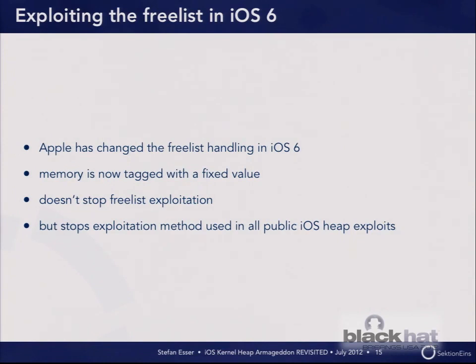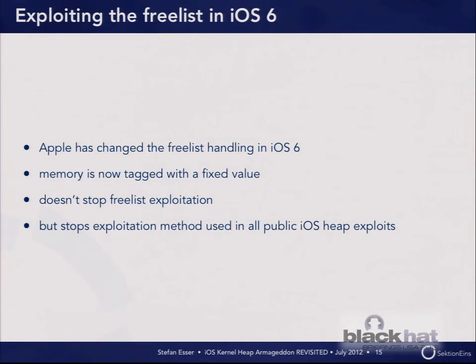What was done in all these public iOS heap exploits is they would make the head of the free list some pointer in the middle of the syscall table, and then the next allocation would return a pointer inside the syscall table. When the kernel writes data into this memory block, the syscall table is overwritten and you can control where the code execution goes. Because now there's this memory tagging, and you don't have this tag value somewhere in the syscall table, you cannot return a pointer inside the syscall table anymore. So this just fixes this one path, but still a lot of other ways to exploit this are open.